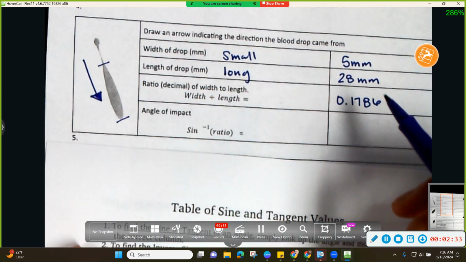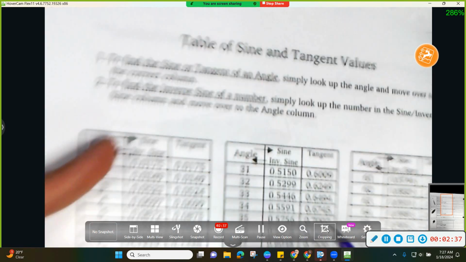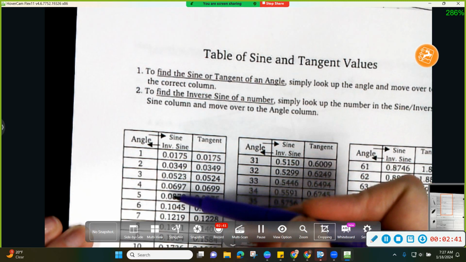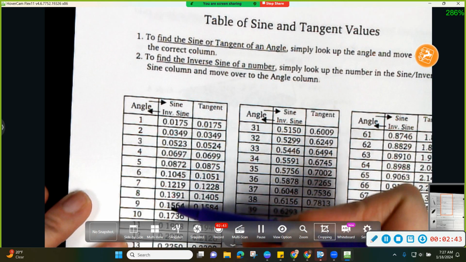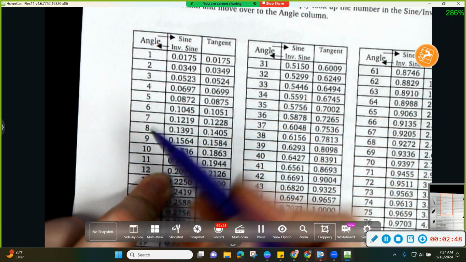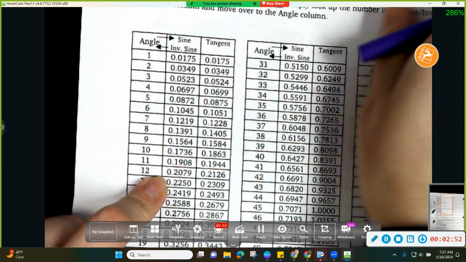And our decimal was 0.1786. So we're going to look on here. We're going to find 0.1736, and then the next one is going to be 0.1908. So your angle is going to be 10. Find the one that's closest. If it's like right in the middle, give me a 10.5.